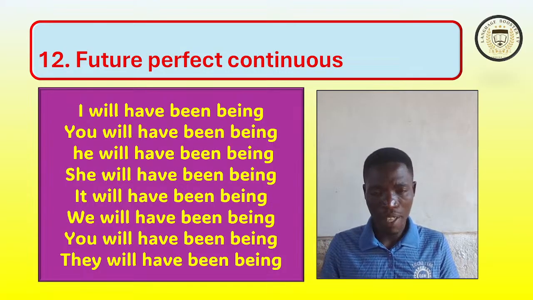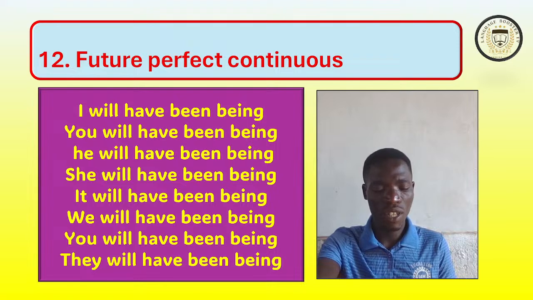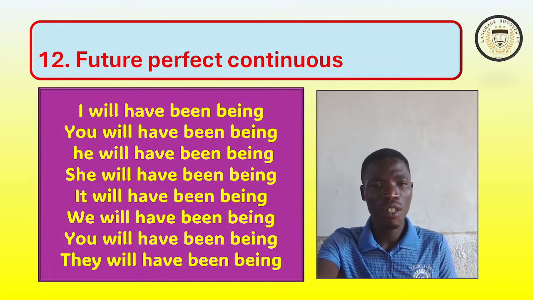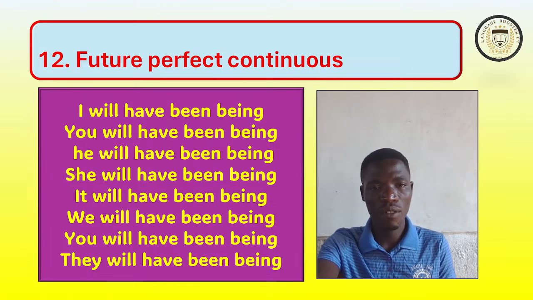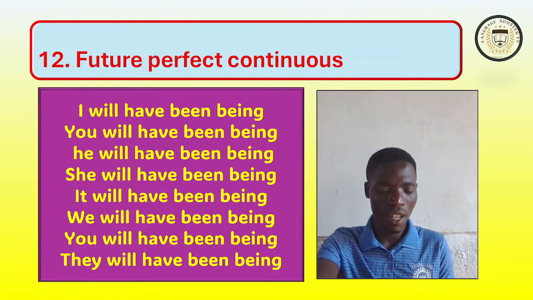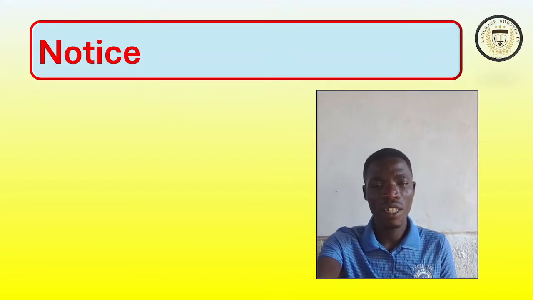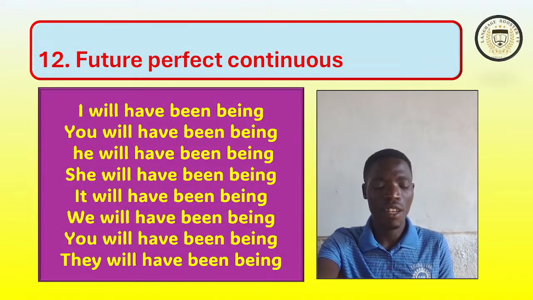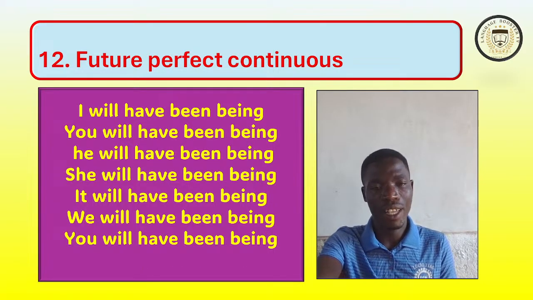And remember that he, she and it can be replaced by names. He can be replaced by the name of one boy. She can be replaced by the name of one girl. It can be replaced by the name of one thing, and they can be replaced by many things or many people. So you have to master that.